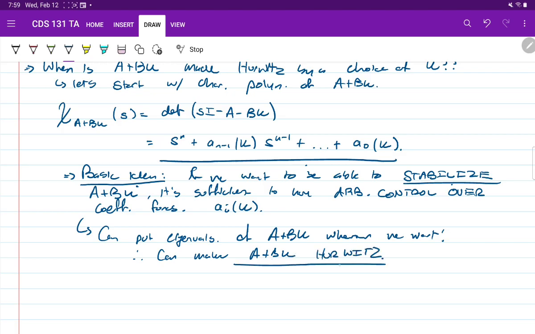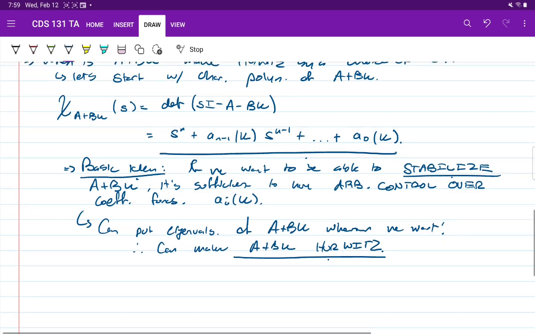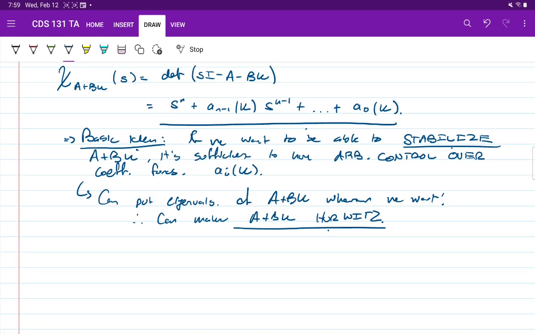So this is our basic design principle. If we can completely control each coefficient of the characteristic polynomial, then we can pick each coefficient such that the characteristic polynomial has all stable roots. Okay. So what's a problem with this method?